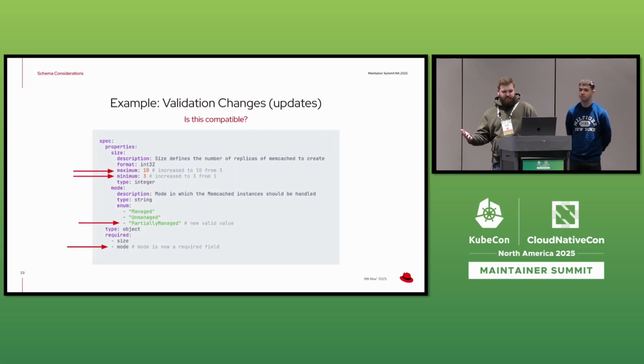If we go and we look at some validation updates here, we see maximum increased to 10 from 3, minimum has gone up to 3 from 1. We now added a new enum called partially managed, and we have now made mode required.